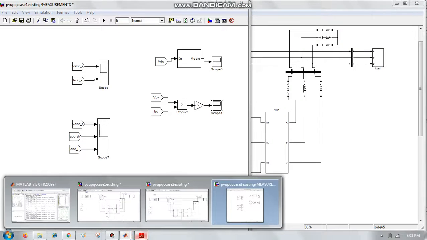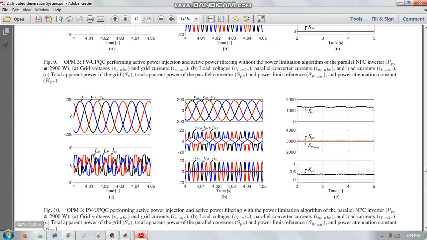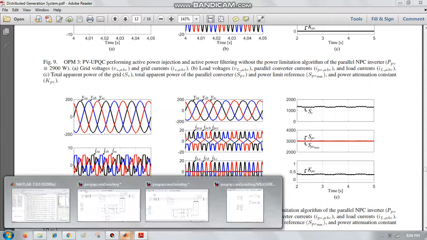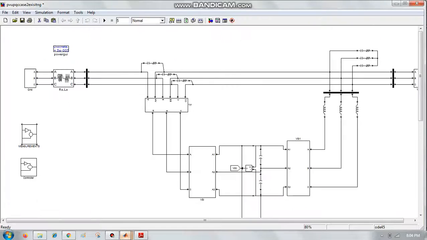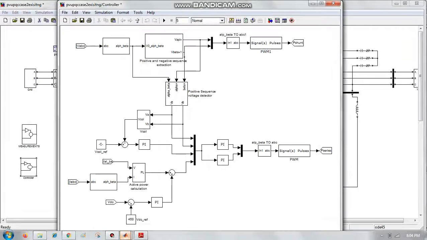Next, coming to the next one, PV UPQC performing active power injection and active power filtering with the power limitation algorithm of the parallel NPC inverter. You observed Figure 2, case 2, the controller like this. Here we have the connection with the algorithm.